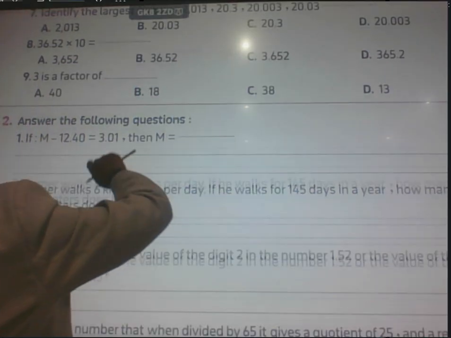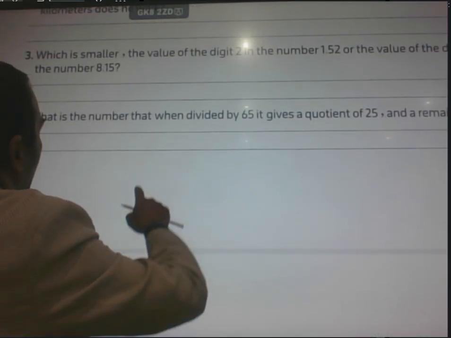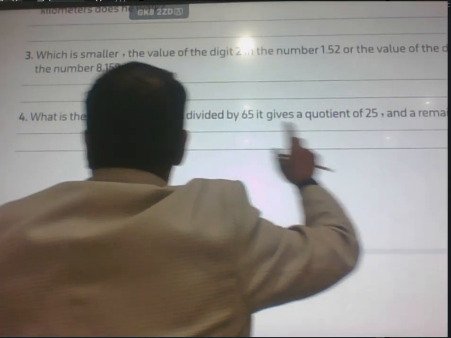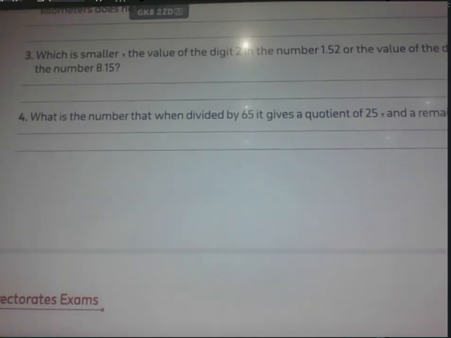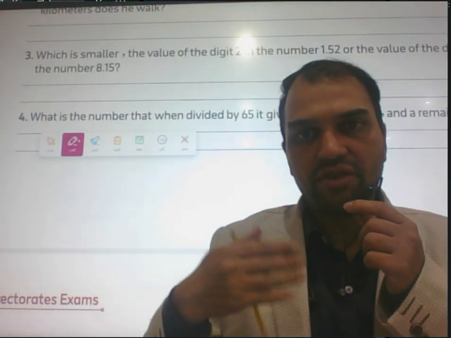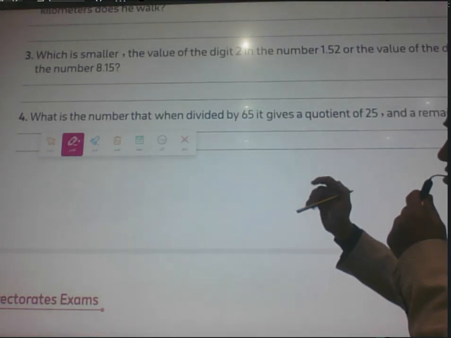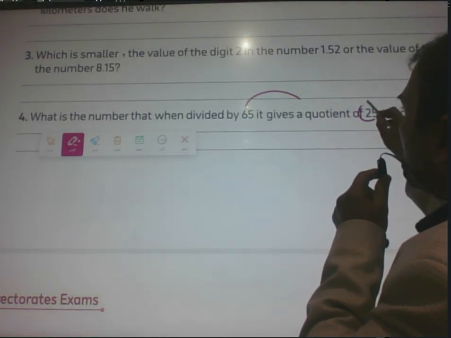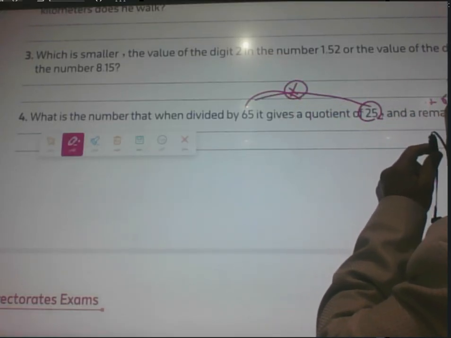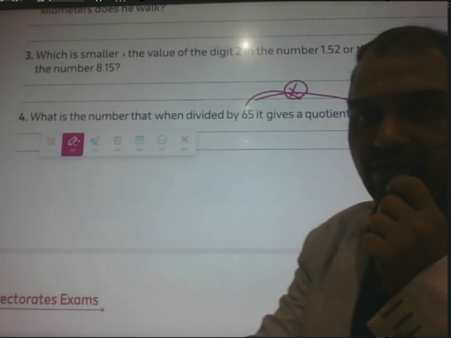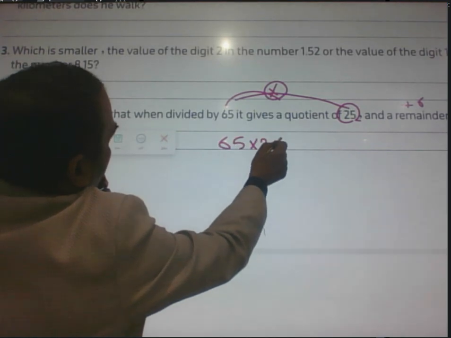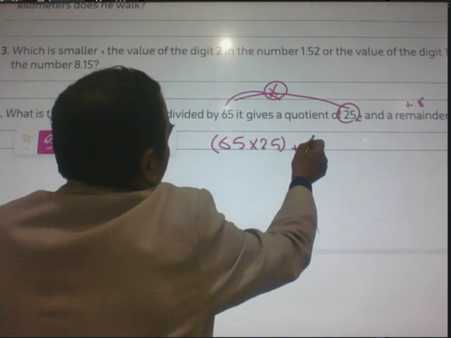Okay. Next question, number 4. What is the number that when we divide it by 65 gives a quotient 25 and the remainder 6? We can find the dividend. Remember the rule: the dividend equals the divisor multiplied by the quotient, and then add the remainder. We must multiply 65 and 25 first, and then add the remainder 6.